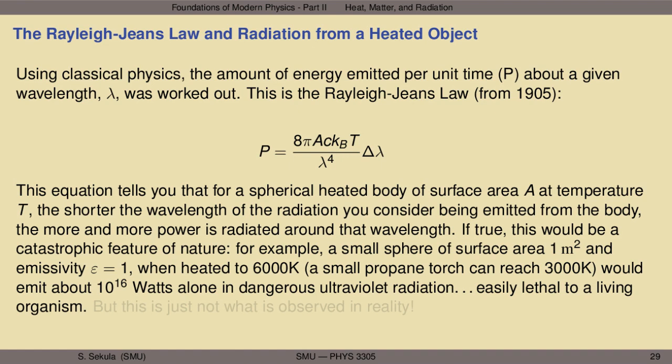If you heat that to 6,000 Kelvin, and just for reference, a very modest small propane torch can easily heat something to 3,000 Kelvin, you would emit about 10 to the 16 watts, that is joules per second, alone, in dangerous ultraviolet radiation, for instance with a wavelength of 250 nanometers. That is easily lethal to a living organism.